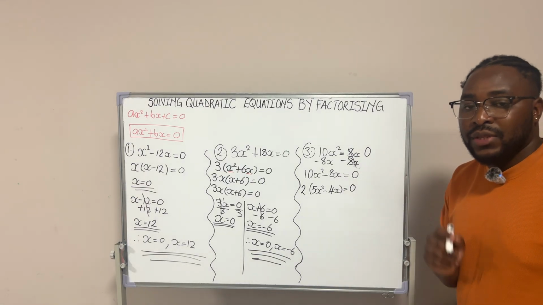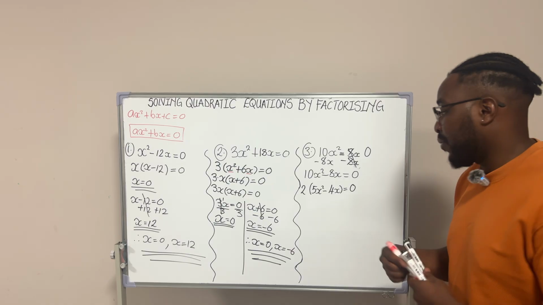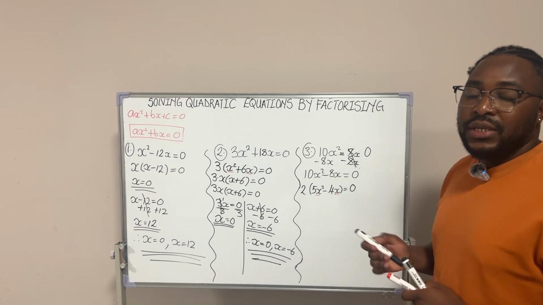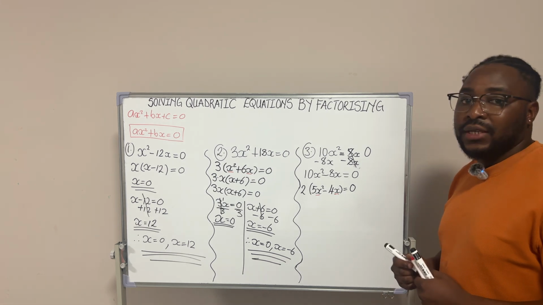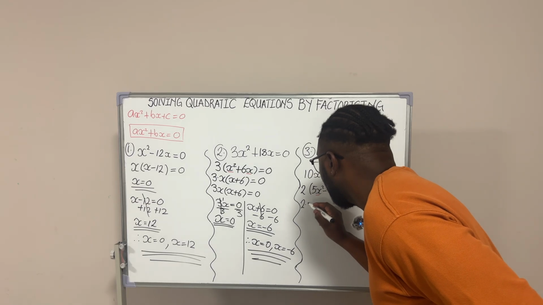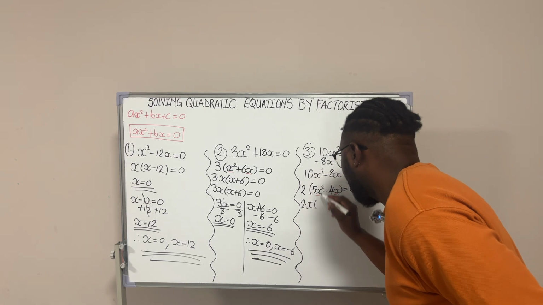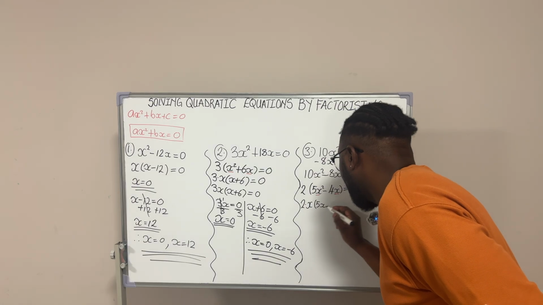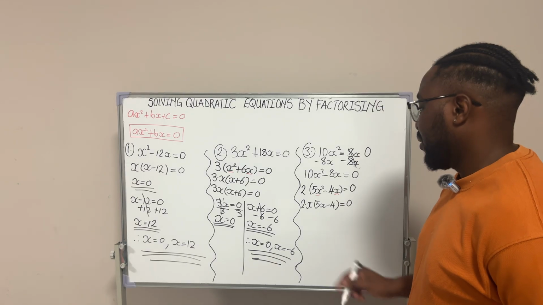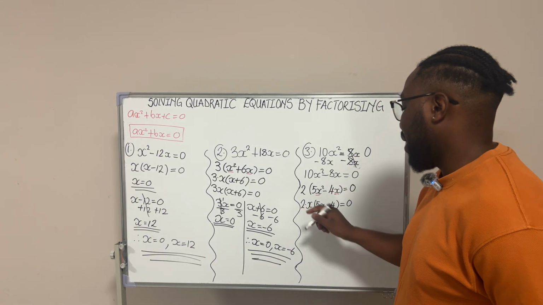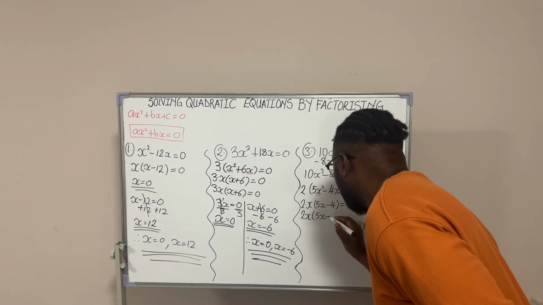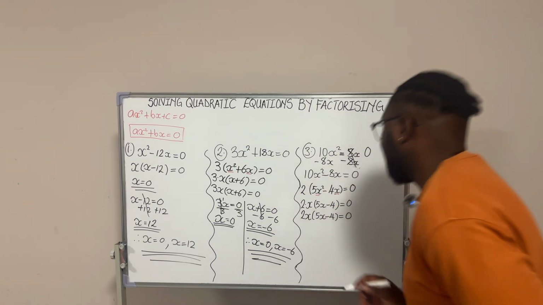Okay, so now we're done with the constants. Now, let us deal with the variable. x squared and negative x. What is the greatest common factor of x squared and negative x? x, right? So let's take the x out. So that will be 2x, and what are we going to be left with? 5x minus 4 equal to 0. This right here is 2 by x, which is just 2x. 5x minus 4 equal to 0.